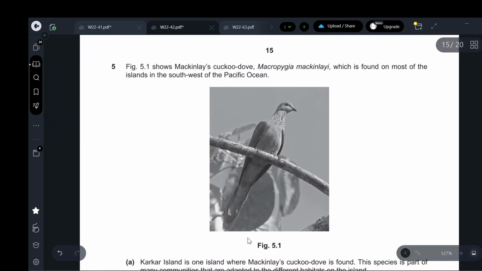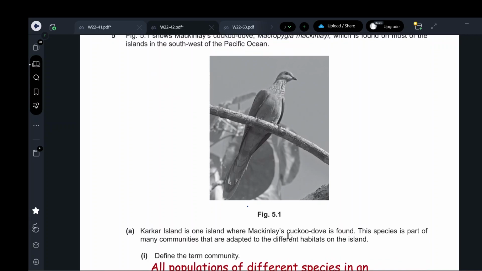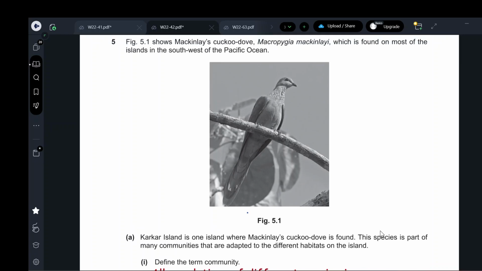Question number 5, figure 5.1 shows the Macaulay's cuckoo dove. It is found on most of the islands in the southwest of the Pacific Ocean. Carker Island is one island where the Macaulay's cuckoo dove is found. This species is part of many communities that are adapted to different habitats. Define the term community. What is the community?